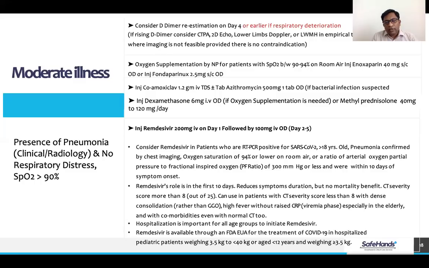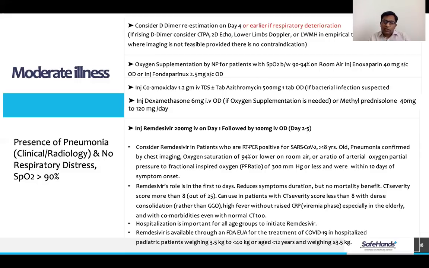Injection remdesivir, which is 200 mg IV on day 1, followed by 100 mg OD between day 2 to day 5. Consider remdesivir in patients who are RT-PCR positive for SARS-CoV-2, more than 18 years old, with pneumonia confirmed by chest imaging, oxygen saturation of 95% or lower on room air, or a PF ratio (ratio of arterial oxygen partial pressure to fractional inspired oxygen) of 300 or less, and who are within 10 days of symptom onset.